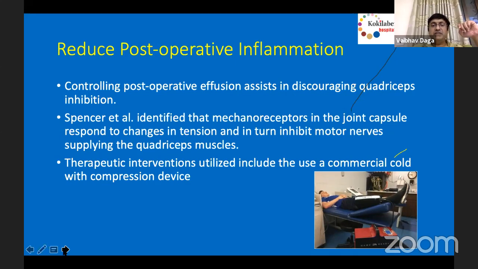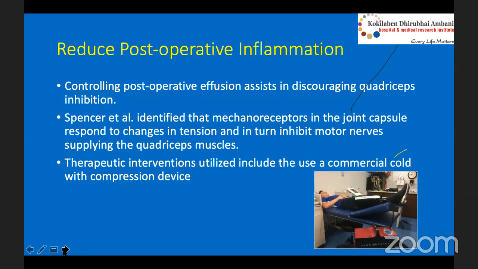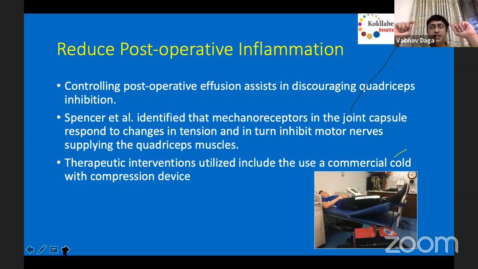Reduce post-operative inflammation. Controlling post-operative effusion assists in discouraging quadriceps inhibition. It has always been said that post-operative effusion, even a small amount of effusion in the knee, shuts down your quadriceps activity. They even say that 1 milliliter of effusion in the knee joint will reduce the girth of the quadriceps muscle by around 1 centimeter. So that's what the ratios are, and that's what these studies have shown.